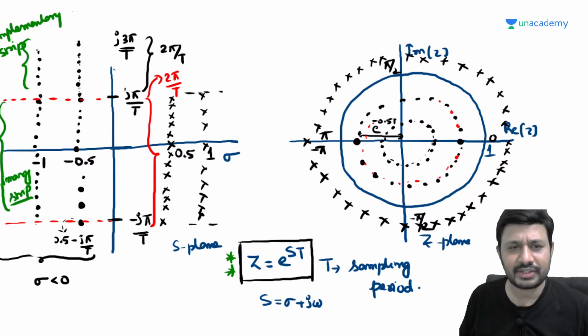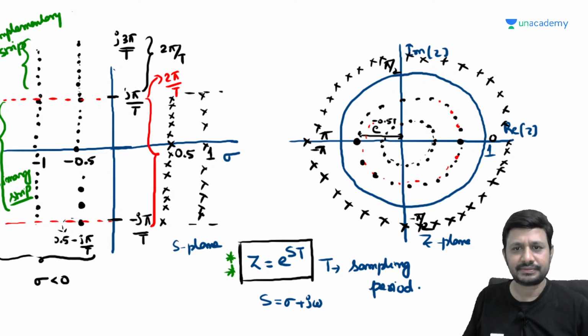I can make a simple statement that left half of S plane is mapped to inside the unit circle, right half of S plane is mapped to outside the unit circle, and imaginary axis is mapped on the unit circle, but that doesn't make any sense.